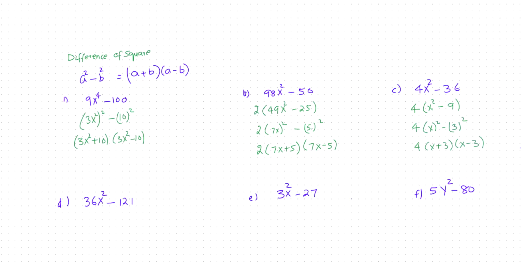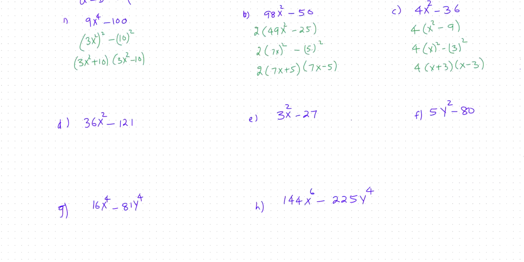Next question, 36x² minus 121. So first we write as a square. So square root of 36 is 6x, squared, minus square root of 121 is 11 square. Now the factors are 6x plus 11 and 6x minus 11.